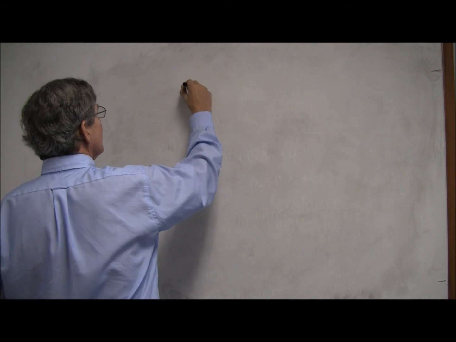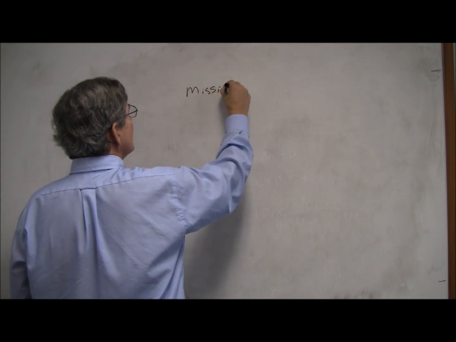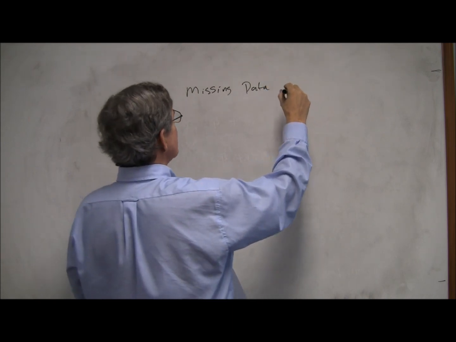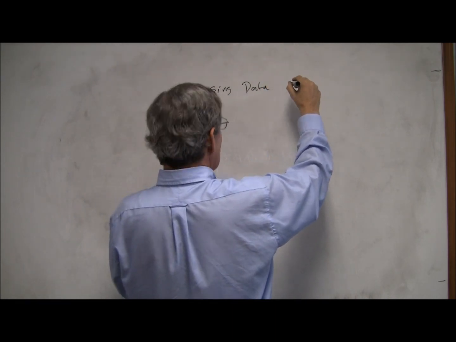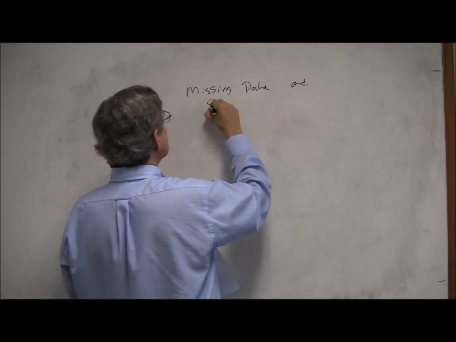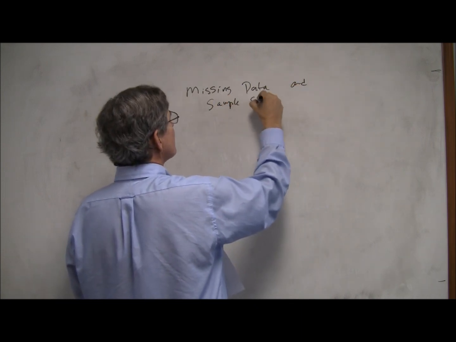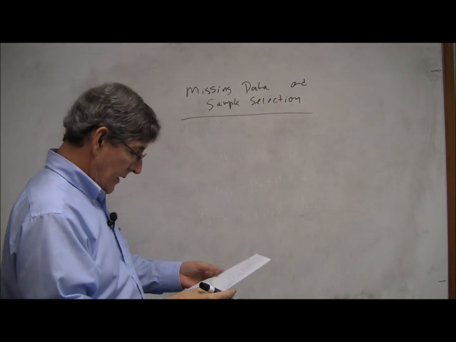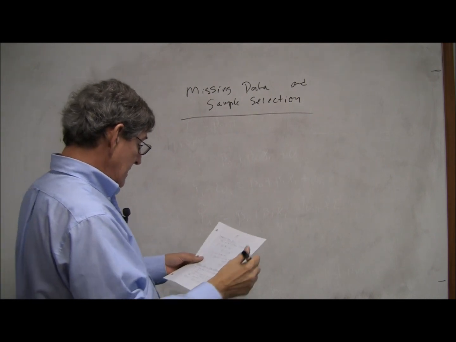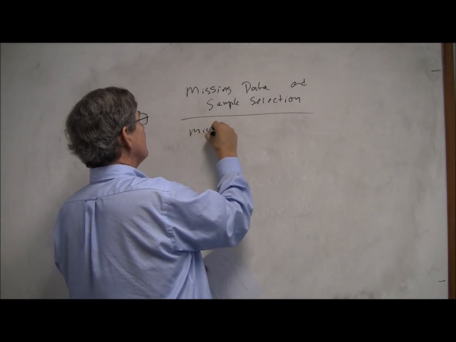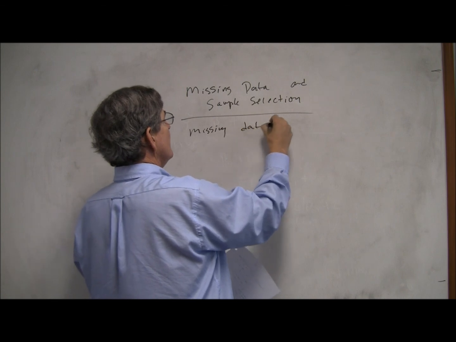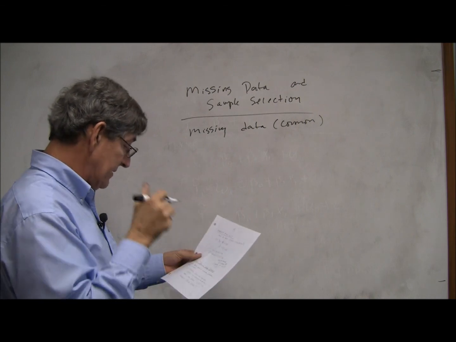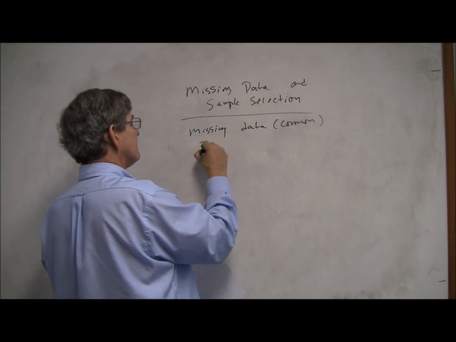Missing data. Again, these are all threats to internal validity, and in particular how you can get bias or inconsistency. Missing data and sample selection. Let's do missing data. That's very common, that you'll have data missing that you just don't have observations for, and there's nothing you can do about it. And there's 3 types.